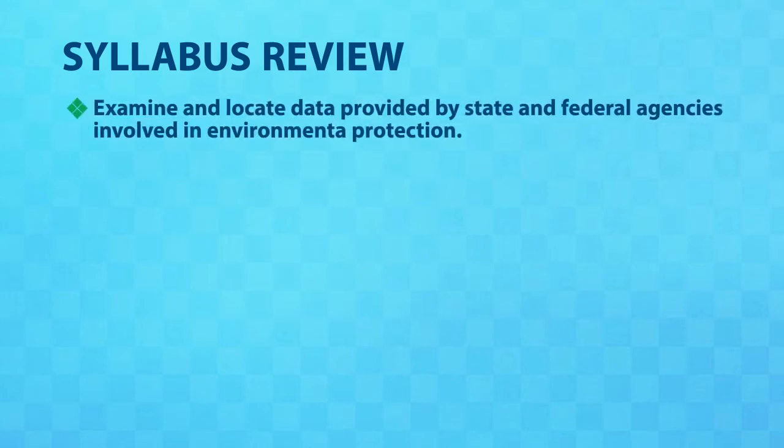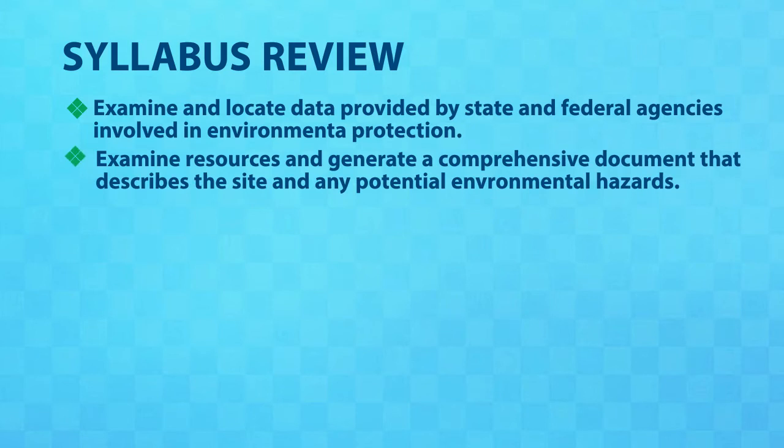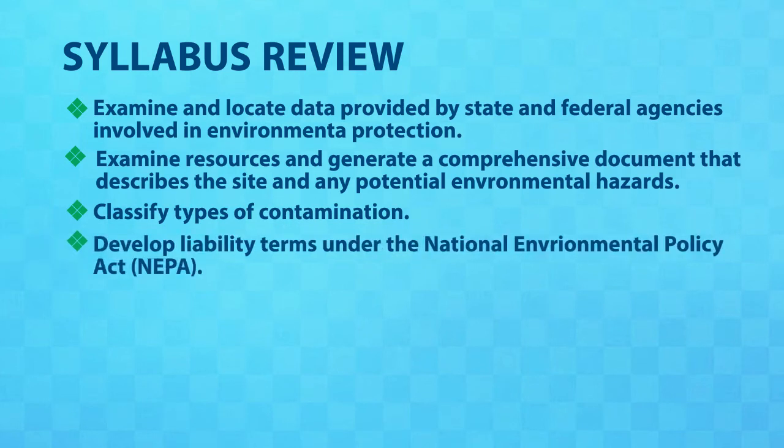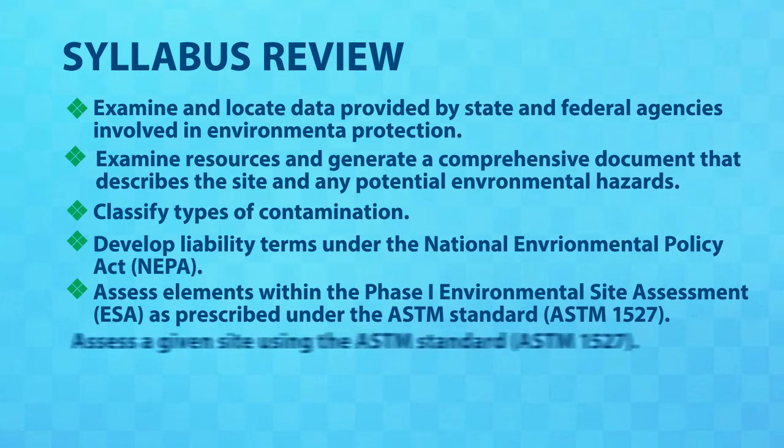So in this class, we're going to talk about polluted sites, or sites that could potentially be polluted. So we're going to look at state and federal agency data that talks about environmental protection. I'm going to teach you how to find those resources and how to search through them. We'll look at those resources and come up with lists of potential hazards on the site. I'll teach you about different types of contamination. We'll talk about the National Environmental Policy Act. And this is the big one. I'm going to teach you how to conduct a Phase 1 environmental site assessment according to the ASTM standard.